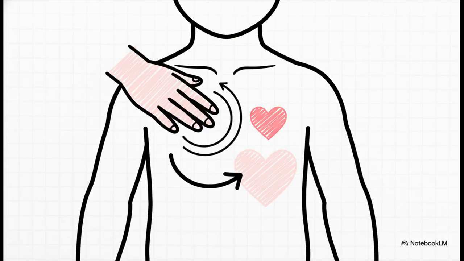Next up is palpation. Your main goal here is to find the apex beat. That's the point of maximal impulse. Once you've found it, you need to figure out its position relative to the midclavicular line. Why? Because if it's displaced outwards or downwards, that's a key sign of an enlarged heart, what we call cardiomegaly.